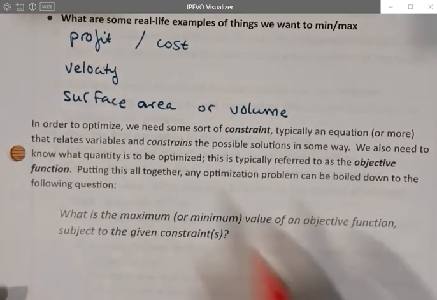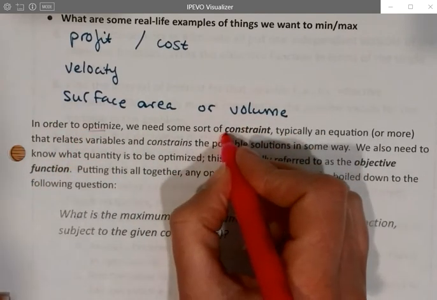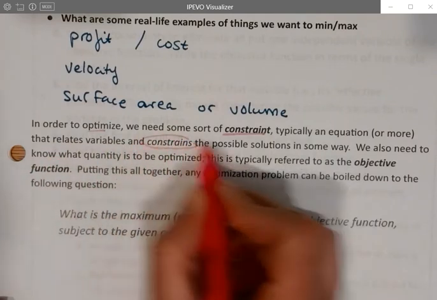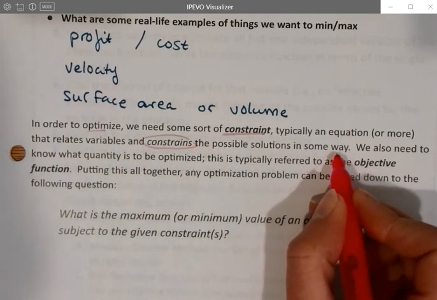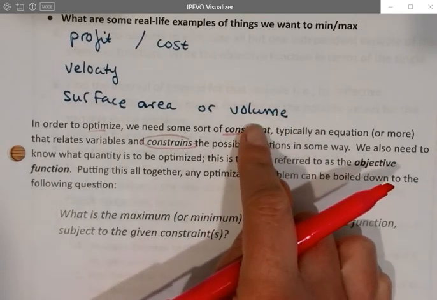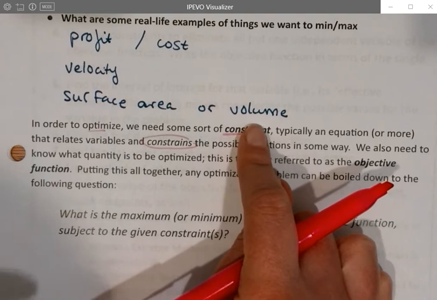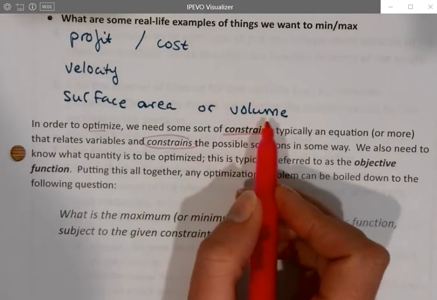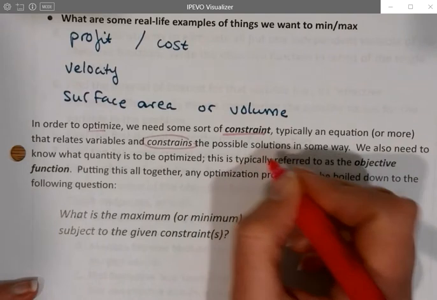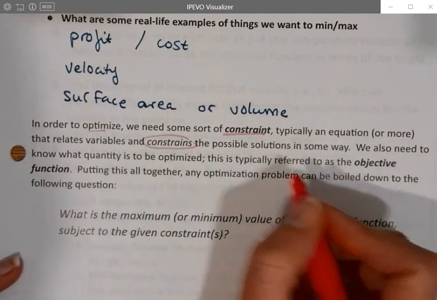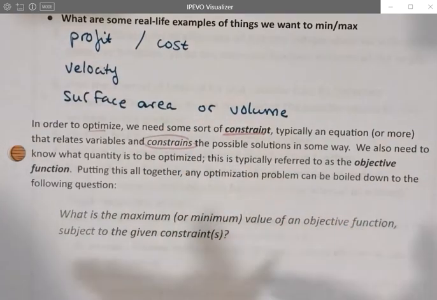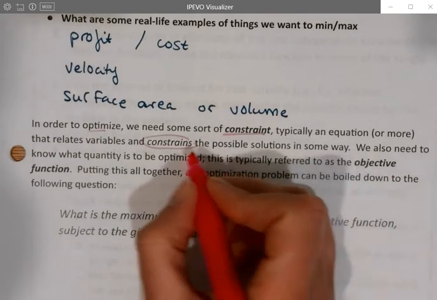So in order to set up optimization problems, we need some sort of constraint, typically one or more equations that relates the variable and constrains the possible solutions in some way. Like, for example, if you're trying to maximize volume, you could go bigger and bigger and bigger if there wasn't a constraint, but the constraint might be that it needs to fit inside the building, for example, and so you have a maximum that it could be, or whatever that happens to be. So there has to be some kind of constraint to maximize something in most cases. Same thing for minimize. You could shrink something down to a point, down to 0, but you need to make sure it can hold at least this much. So there's got to be some kind of constraint.